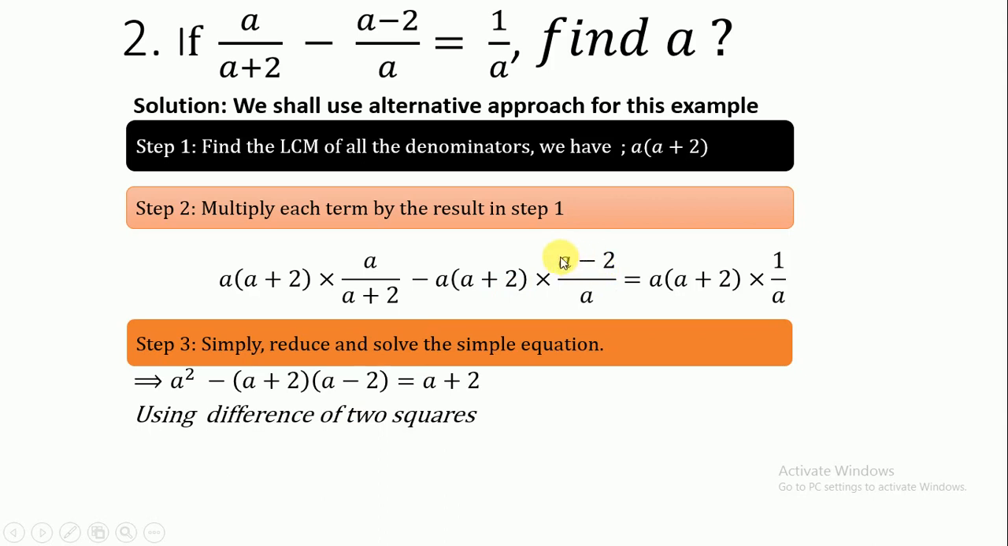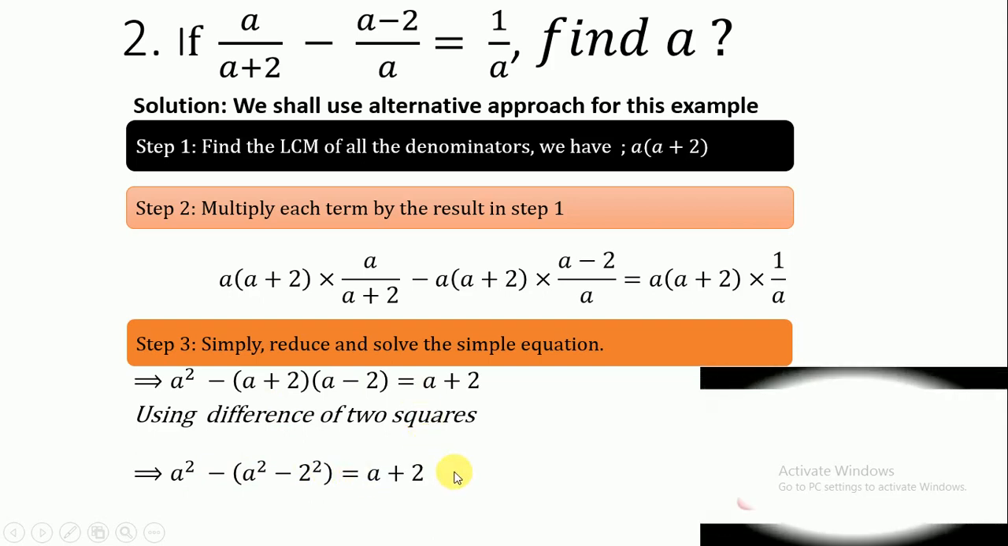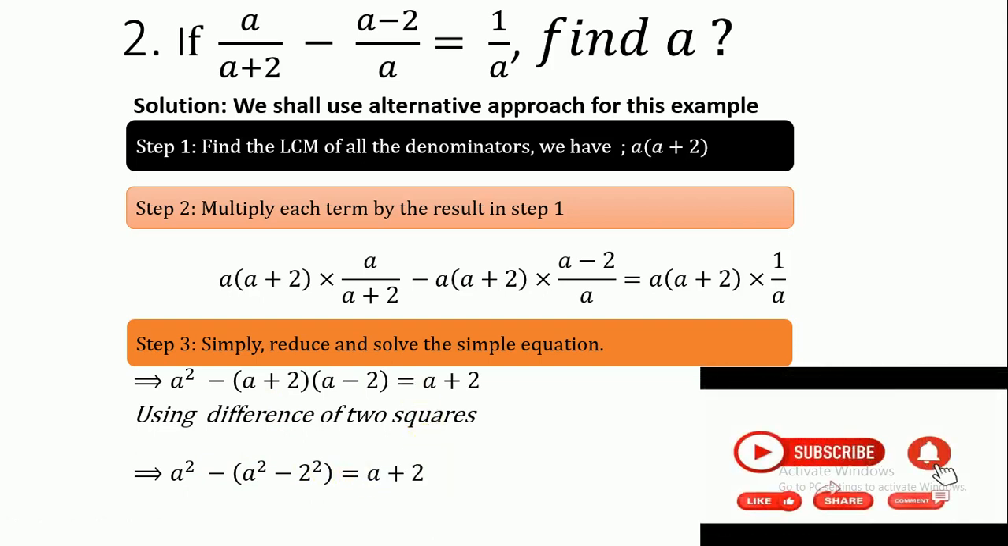Don't forget, anytime you have an algebraic expression of at least 2 terms, always try to put it in brackets. So that's why we have x minus 2. Equality sign. x cross x, we have x plus 2. Using difference of 2 squares, this is easy. So it implies x squared, this is a difference of 2 squares, which can be expressed as x squared minus 2 squared, which is equal to x plus 2. And by the time you open the bracket, it gives you something.